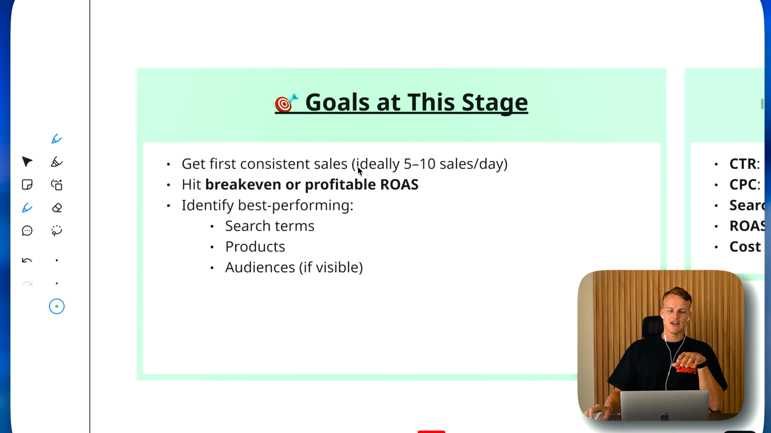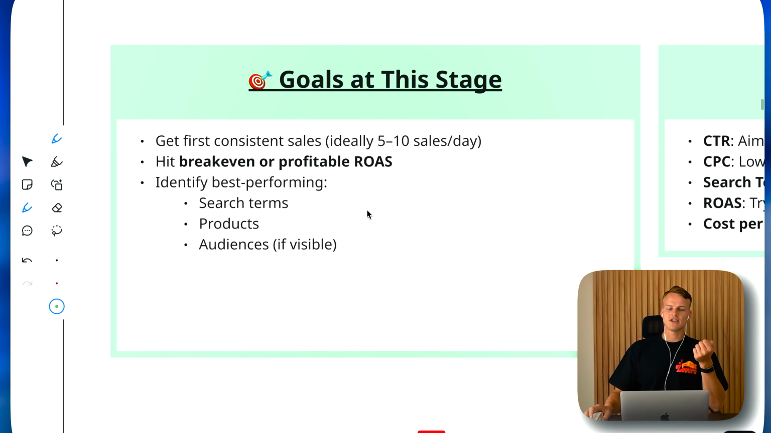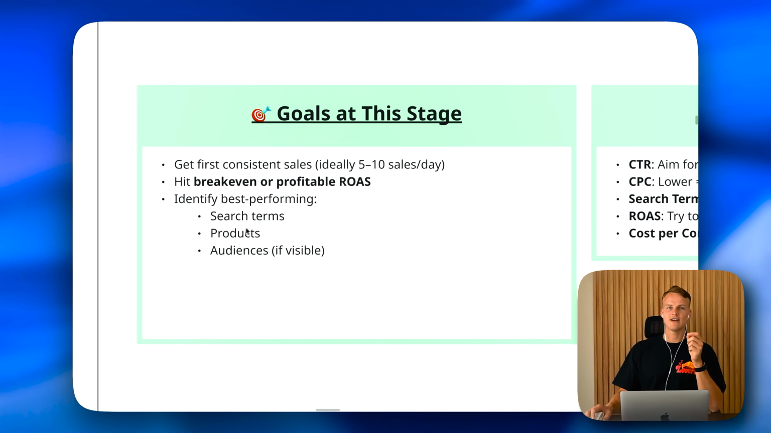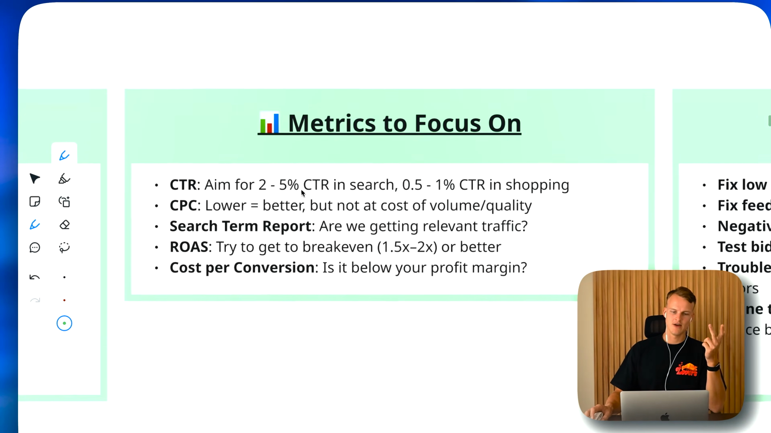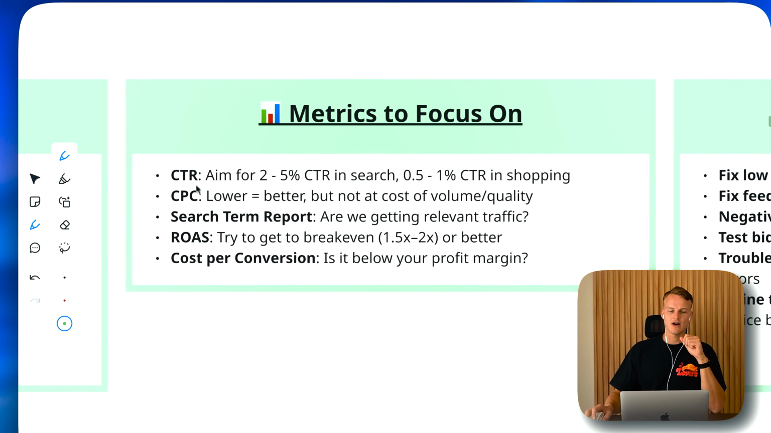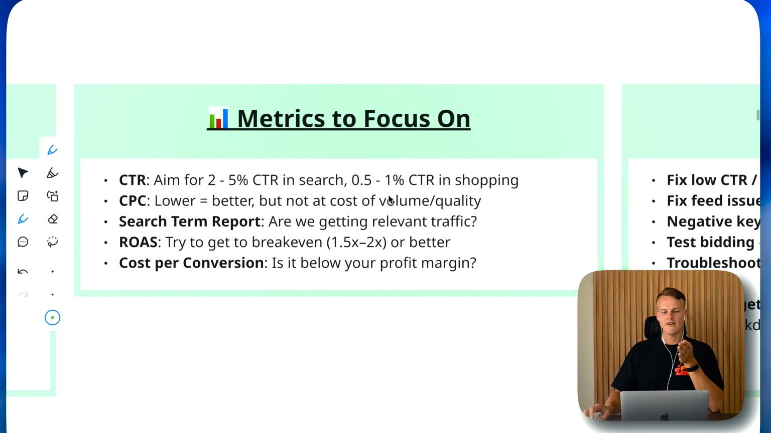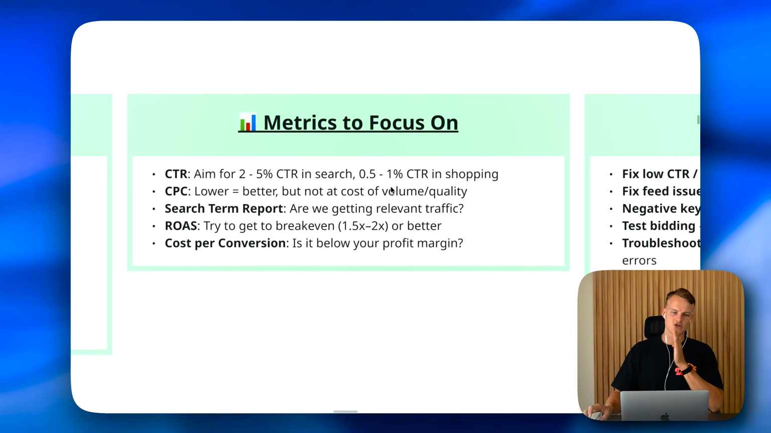The goals at this stage are to get your first consistent sales, so 5 to 10 sales a day maybe, to hit break even or even profitable ROAS, and identify the best performing components such as search terms, products, and audiences if they are visible. The metrics that you want to focus on are CTR, so you want to aim for a 2 to 5% CTR in search. Very relevant keywords is key here. And you want to optimize for a 0.5 to 1% CTR in shopping.